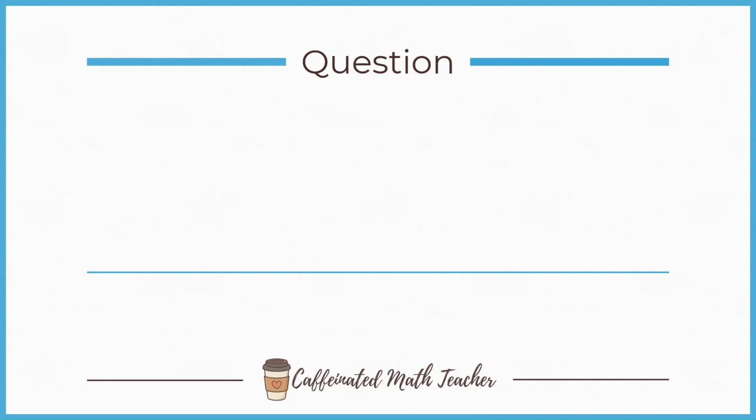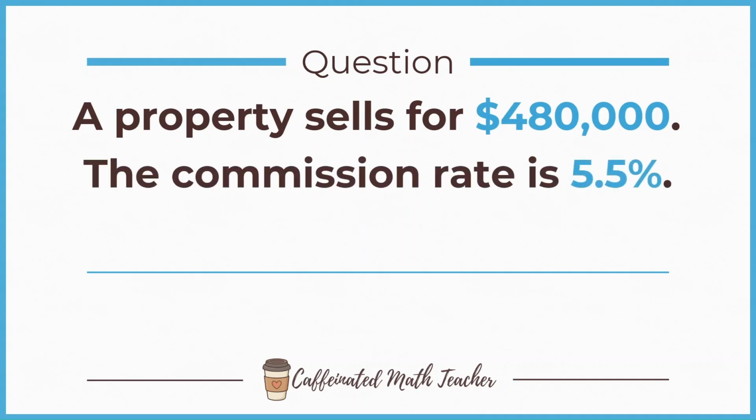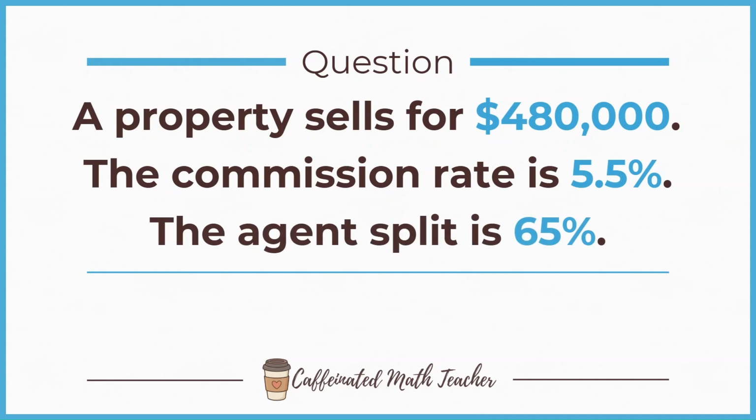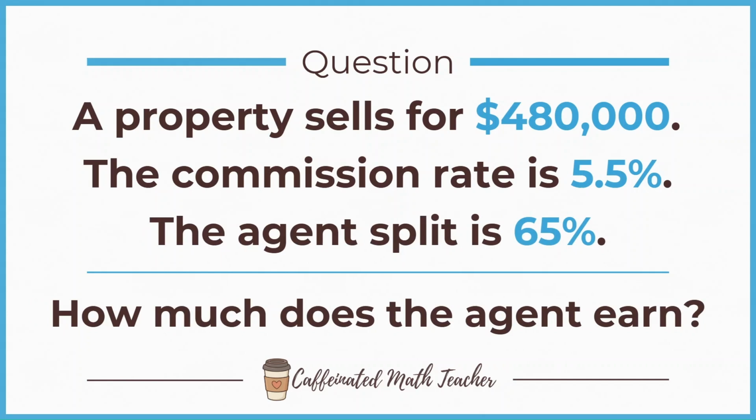Let's take a look at an example. A property sells for $480,000. The commission rate is 5.5%. The agent split is 65%. How much does the agent earn? See if you can solve it before I show you the steps.